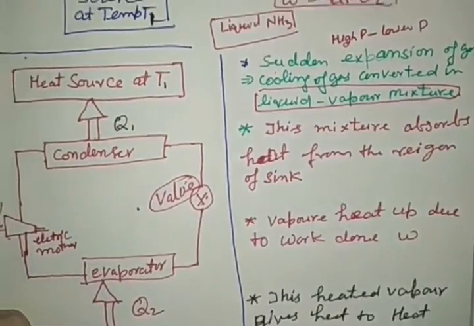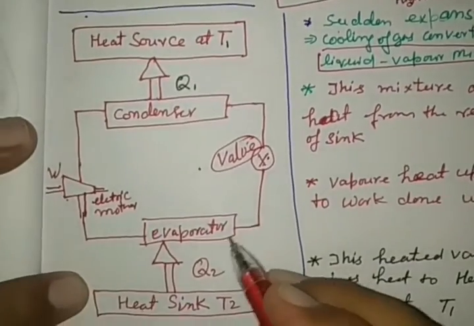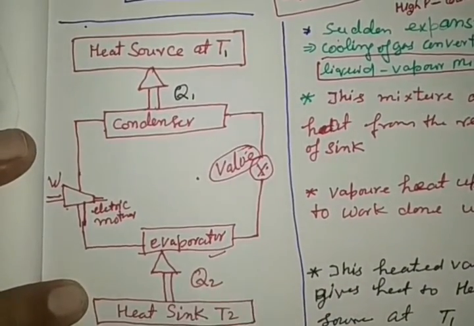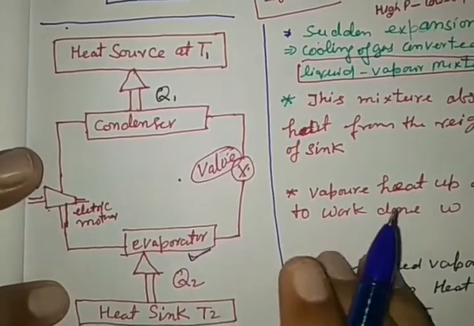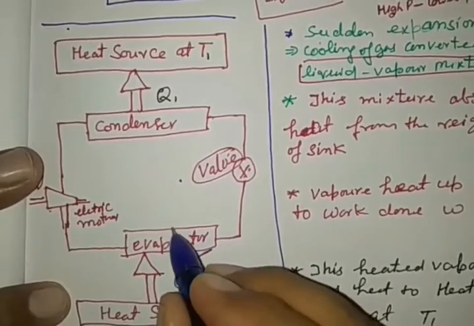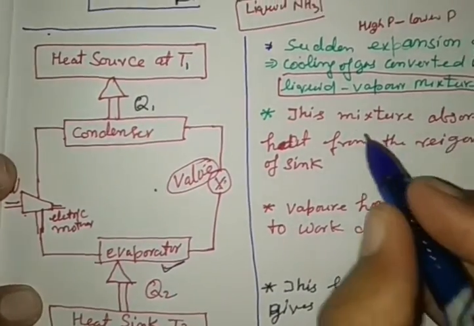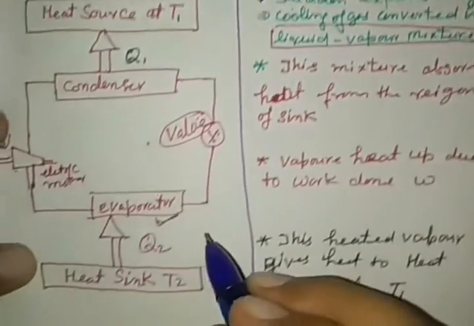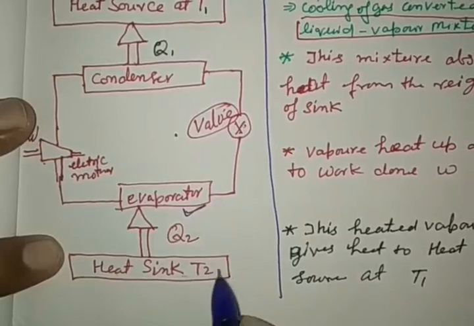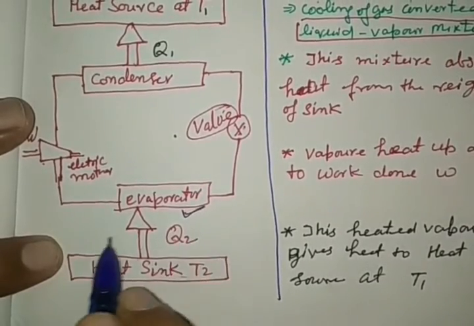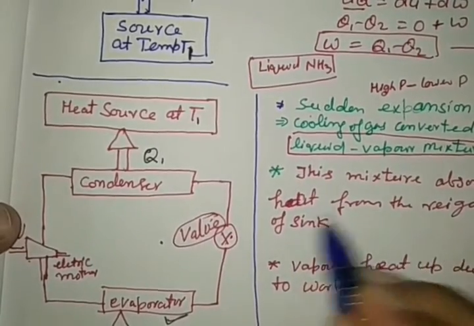This liquid vapor mixture reaches the evaporator. The second step begins here. See, the liquid vapor mixture at the evaporator absorbs heat at a lower temperature. From where is it absorbed? It absorbs heat from the region of the sink.